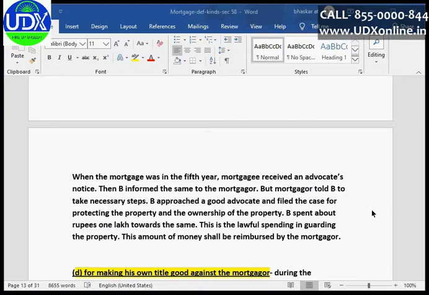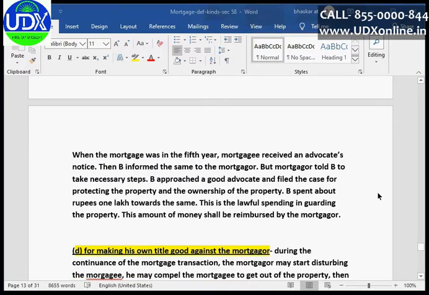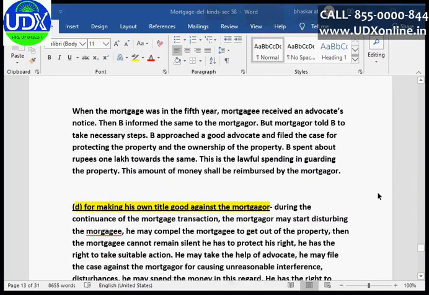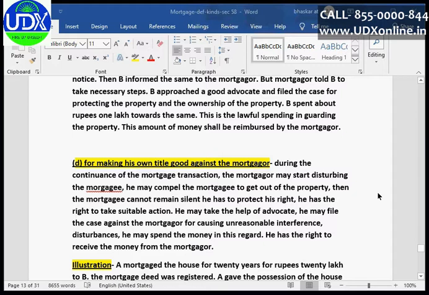Immediately, Mr. B found a very good advocate and filed the case for protecting the property and the ownership of the property. So Mr. B, the mortgagee, spent about ₹1 lakh towards the case. This is the lawful spending in guarding the property. This amount of money shall be reimbursed by the mortgager. Okay, so this is another point. Now we will go to the next point.